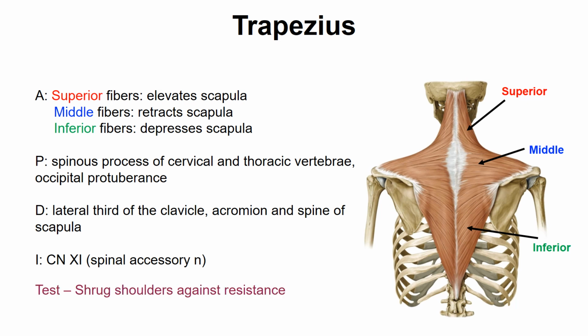You can test this muscle quite easily by putting pressure on the shoulders and telling your patient to shrug them upwards. And so any sort of weakness that you feel could suggest that your trapezius is damaged by either a strain, muscle tear, or a spinal accessory nerve injury.